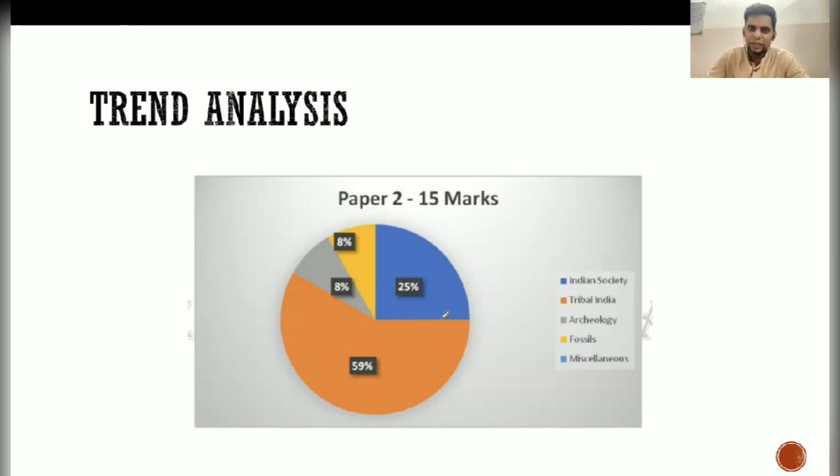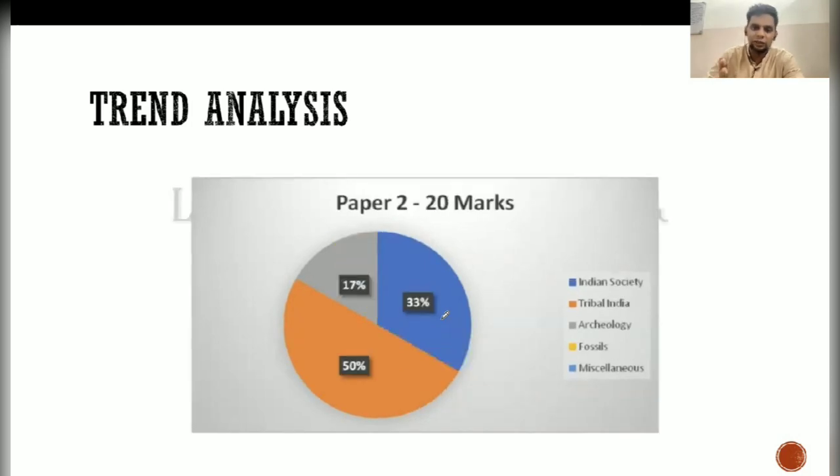Why are we stressing on these portions? We are stressing on them because some of you have also asked whether to attempt tribal or whether to attempt Indian society, and I have written down your questions. What are the kind of questions from tribal India? What are the kind of questions from Indian society? So I hope this gives you that perspective.